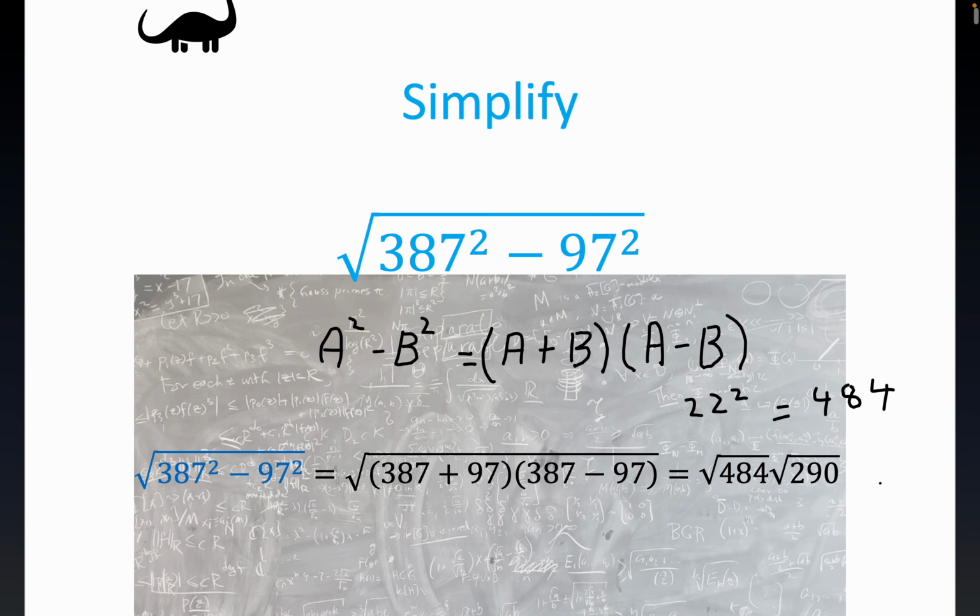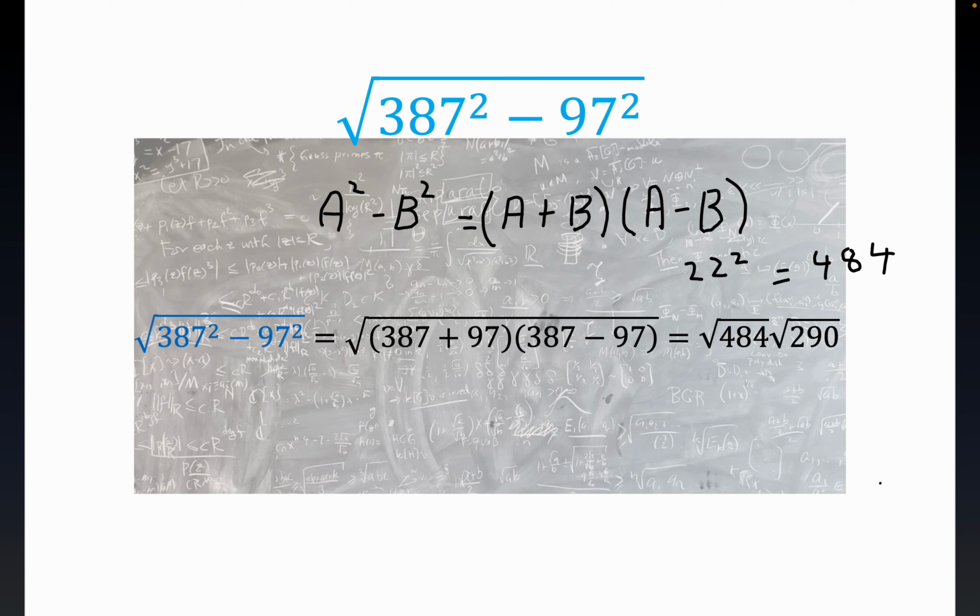And so if you carry on down here, let's see, we need to finish this off. So that will be 22. Okay, the square root of 484 is 22 per this statement right here. So we would have 22 times the square root of this difference here. And let's see, I think that's 290.